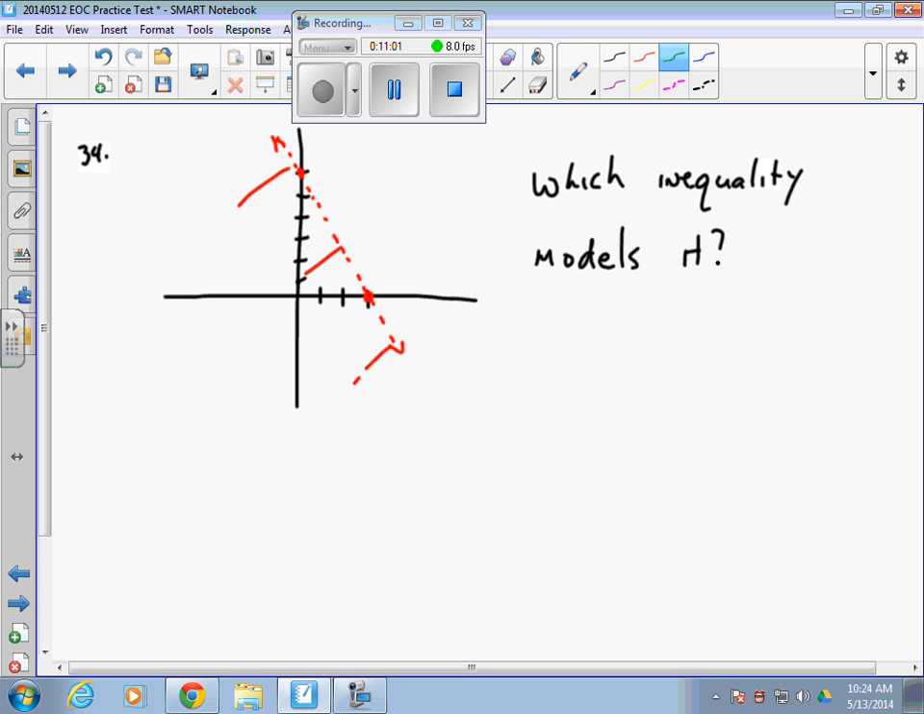This one says, which inequality models the one that Joshua drew? Okay, so treat it like it's an equation to start. You know, for an equation, y equals mx plus b. This is your b value. That b value is at positive 6.